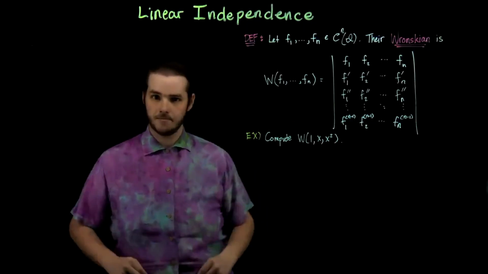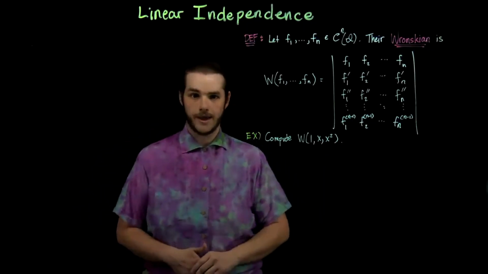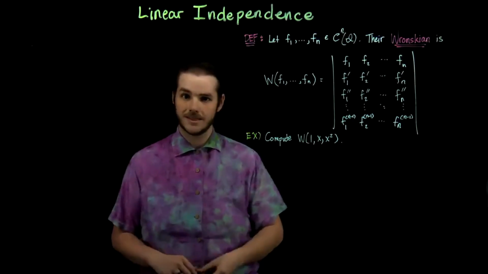Otherwise, let's do an example. We just saw this set of functions previously, 1, x, and x squared. Let's compute their Wronskian together.